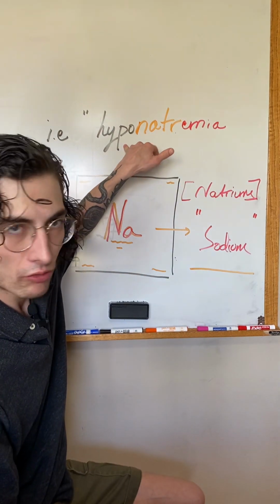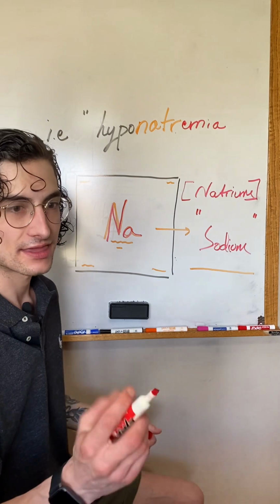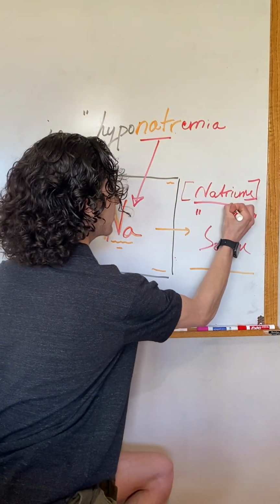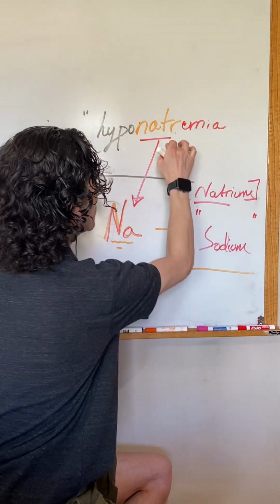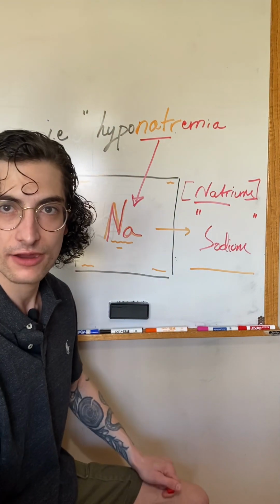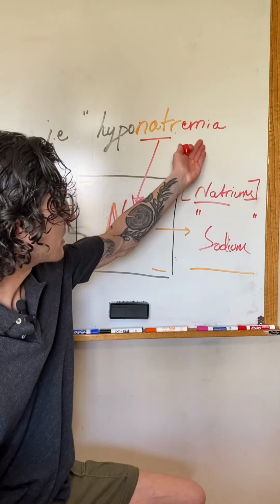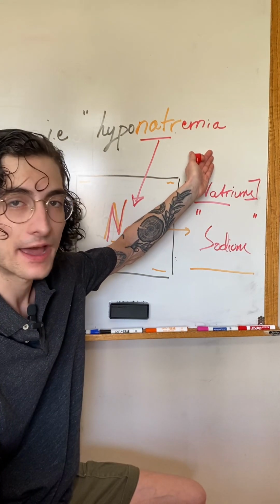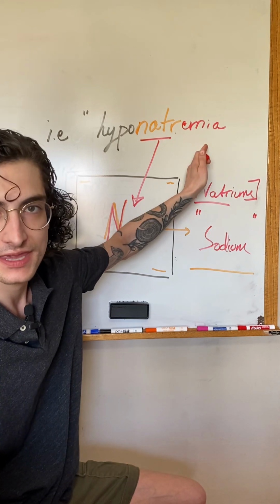Hypo, meaning low, N-A-T-R, the affix referring to, in this case, natrium, and then emia. Emia in the medical field refers to what? Because we've gone over this many a time. It really refers to presence in the blood.